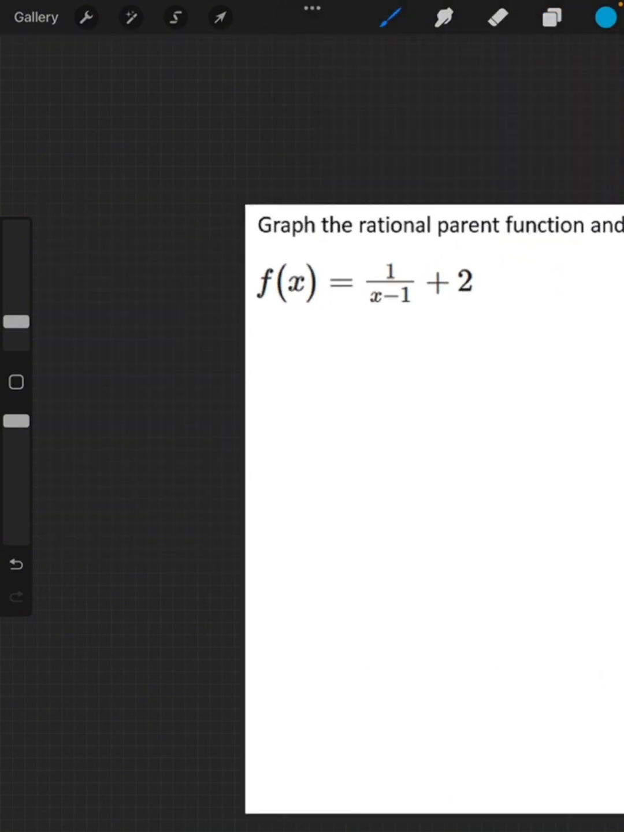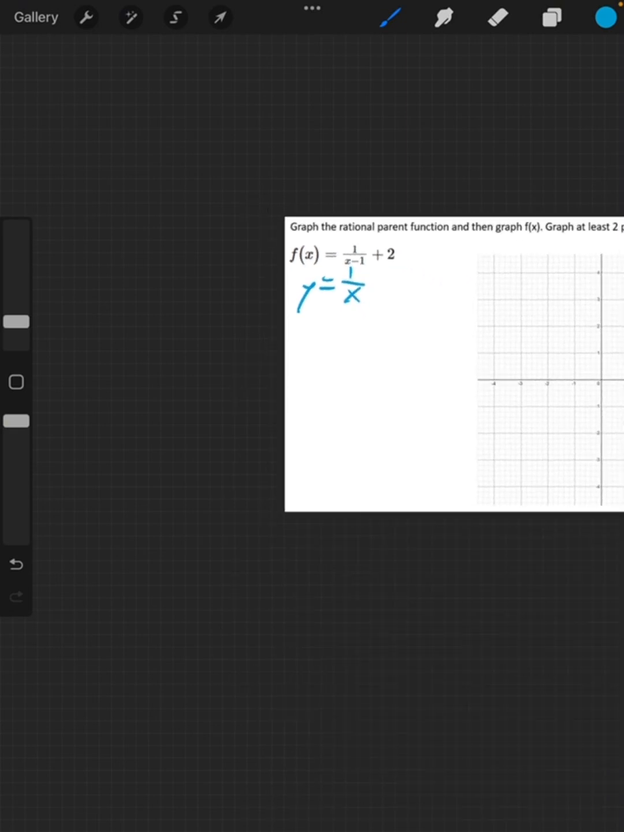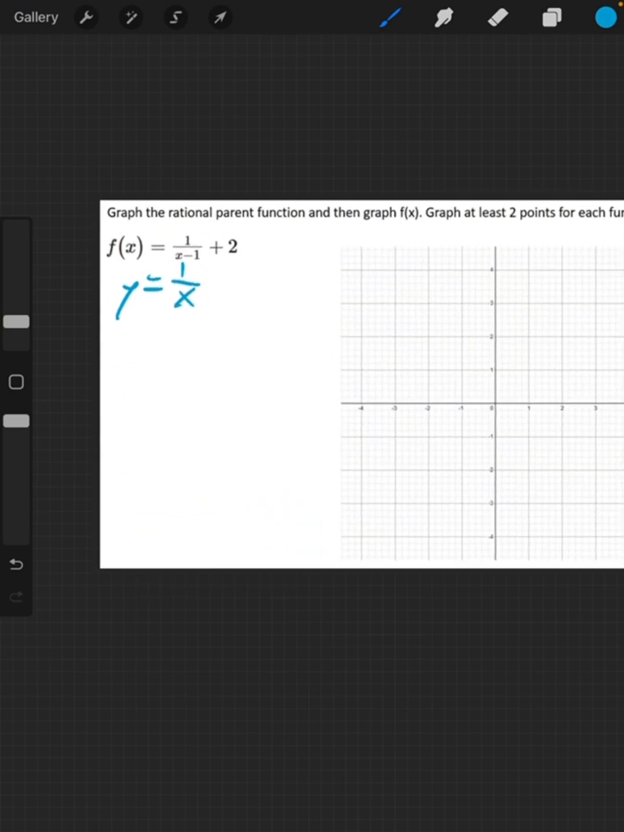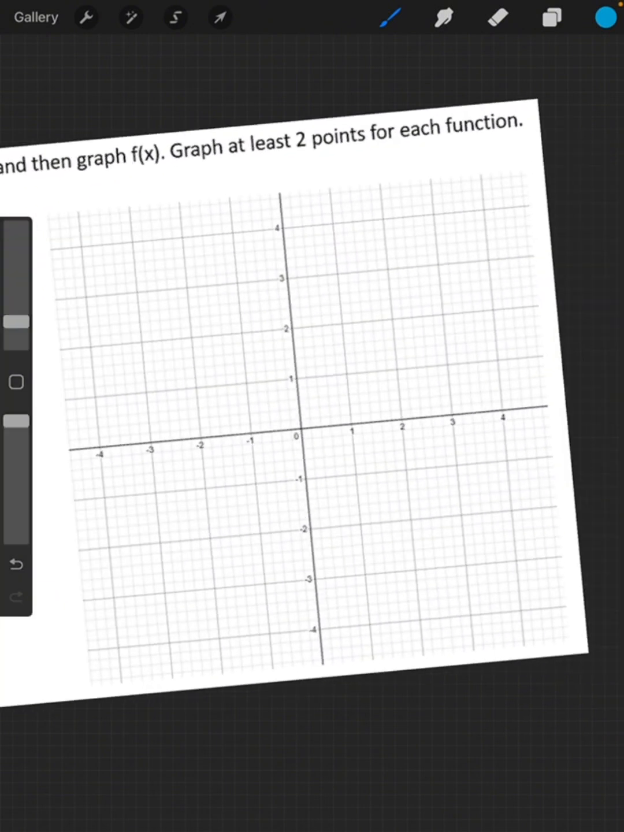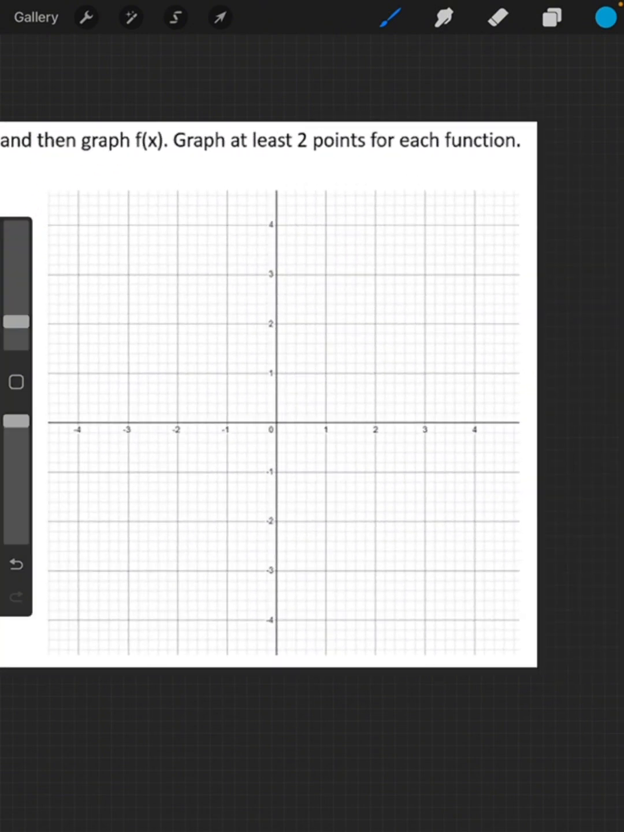The parent function of this function is just 1/x. Not y over x. Okay. So there.